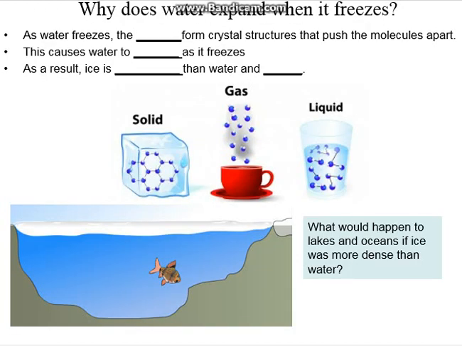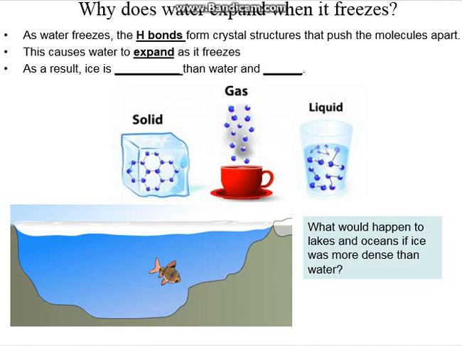So why does water expand when it freezes? As water freezes, the hydrogen bonds form crystal structures that push the molecules apart. This causes water to expand as it freezes. As a result, ice is less dense than water and it floats. So we're looking at ice on top of this lake with a fish. What would happen to lakes and oceans if ice was more dense than water? If you said it wouldn't float, you are correct. The ice would probably crush all the things that are living in the water.